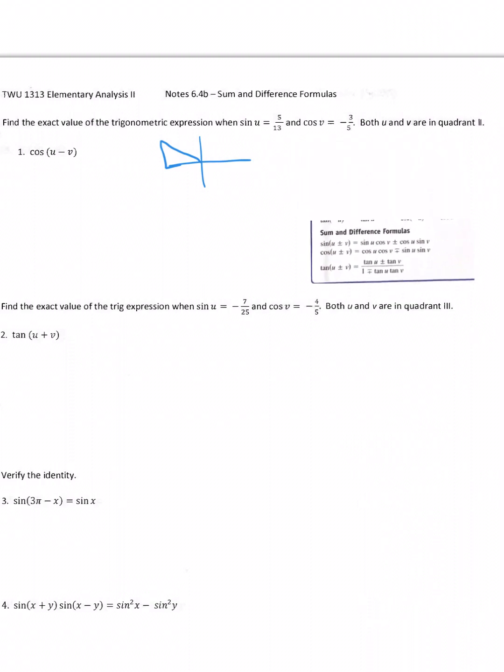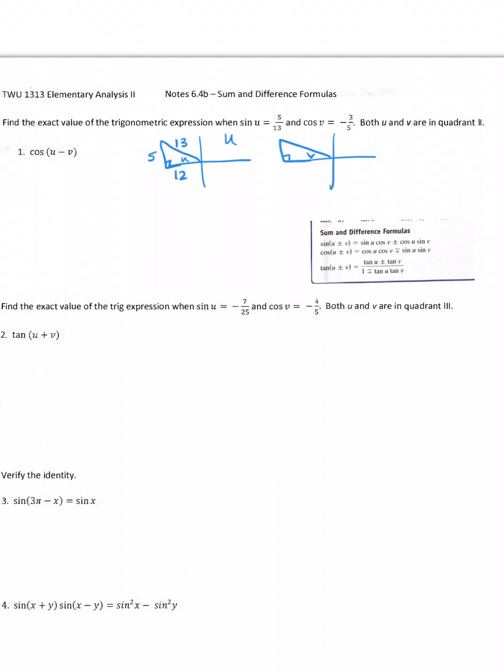So I'm going to move that down for a second. We need to do two drawings, okay? This one is for angle U, and this one is for angle V, all right? Now U says the sine is 5 over 13. That's opposite over hypotenuse. I know it's a right triangle, and when I do my Pythagorean, I find that this is 12.